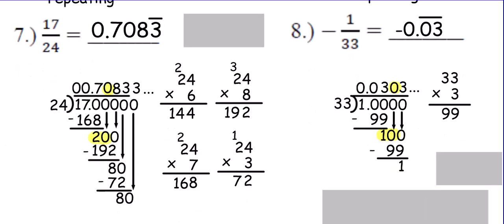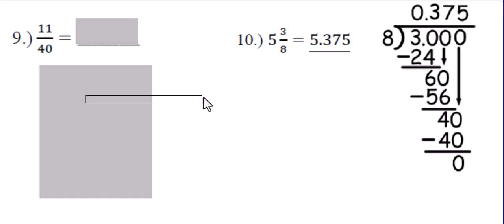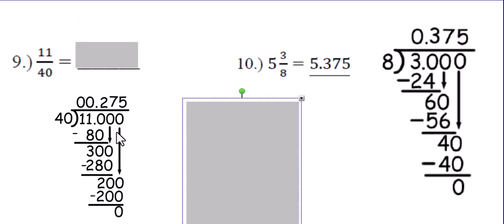All right, our next problem, number 9. Don't forget to pause as needed. You're going to notice number 10 is done for you. We'll reference this in a moment. Number 9, though, we have 11/40. We're going to take 11 divided by 40 here. Move that box out of the way. My computer is being incredibly slow right now. So 11 divided by 40.